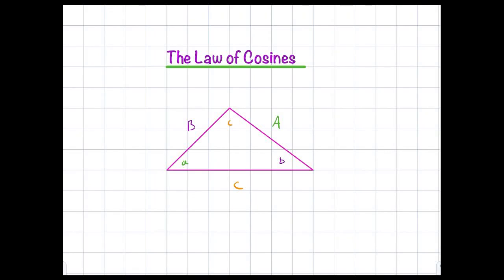Okay, so in this video we're going to look at the law of cosines. This is one of the tools, along with the law of sines, that allows us to get information about triangles which are not right triangles. So triangles like this one, that don't have a right angle in them.